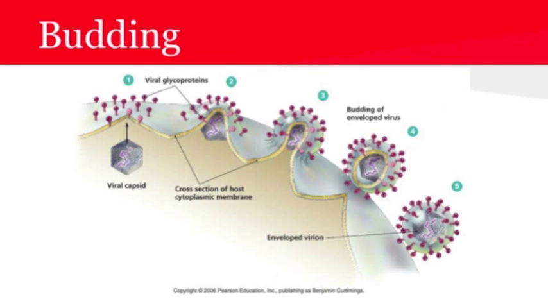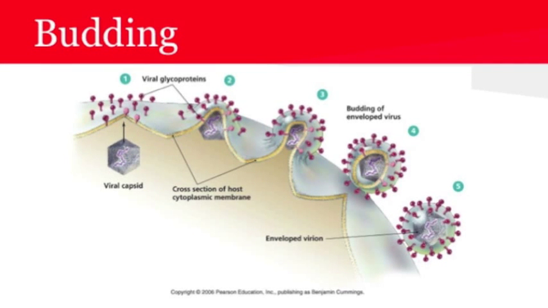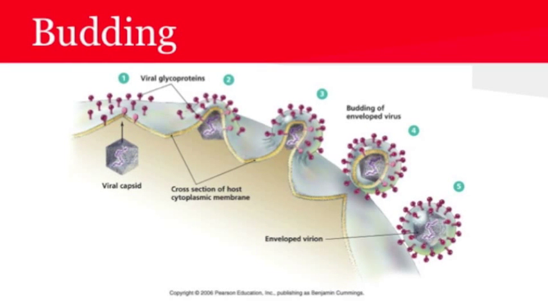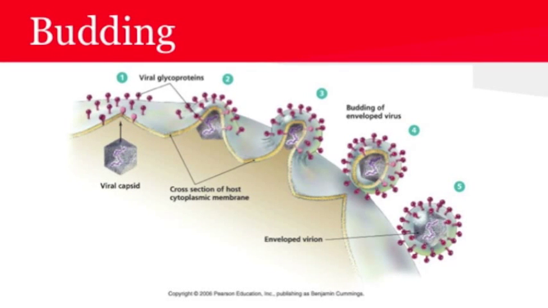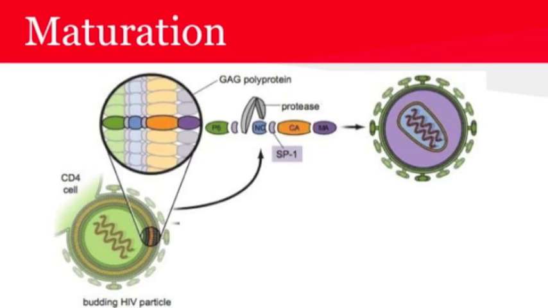When the virus has been pinched off from the host cell, it is called an immature virus particle. If the virion stayed like this, it would not be able to infect a new cell, and the HIV virus would not be able to spread. Keeping the virus immature has been a large part of drug development. In order for the virus to become infectious, it must go through the maturation process.